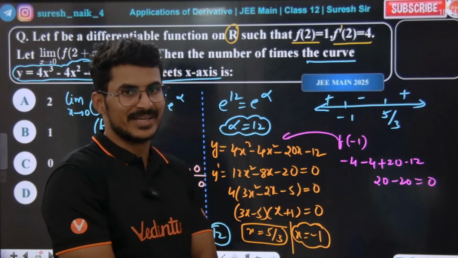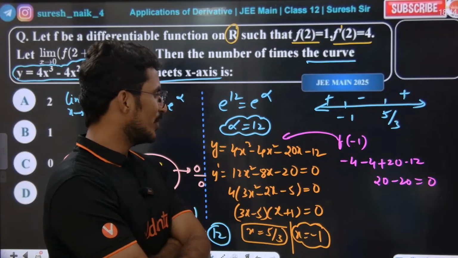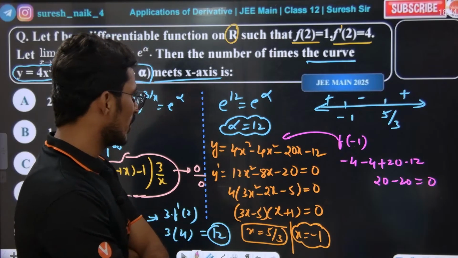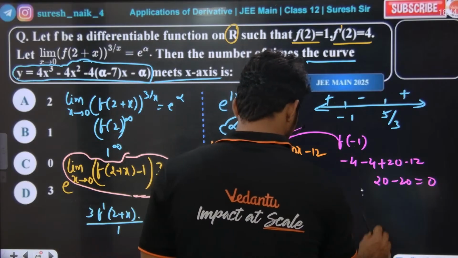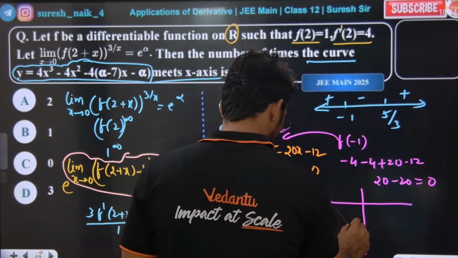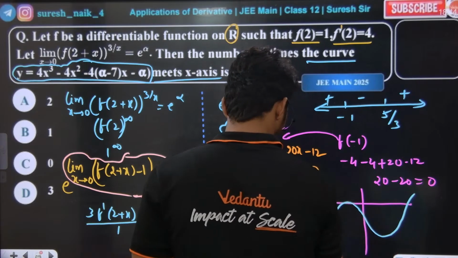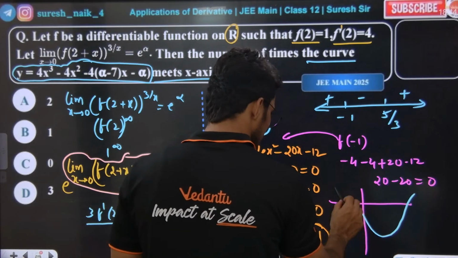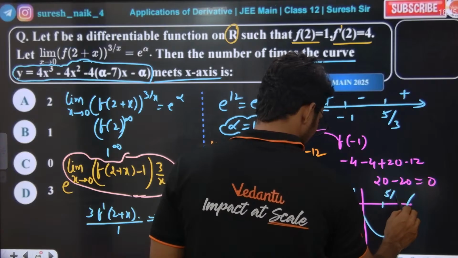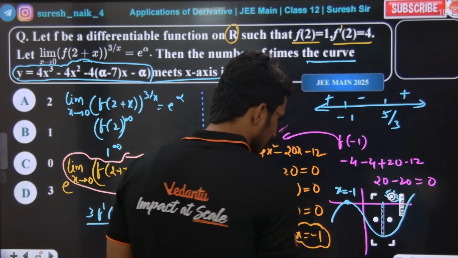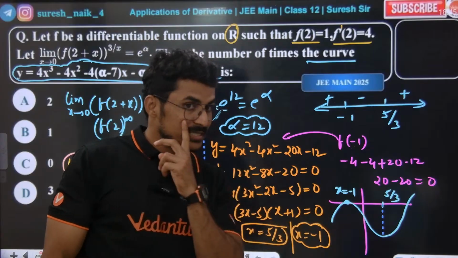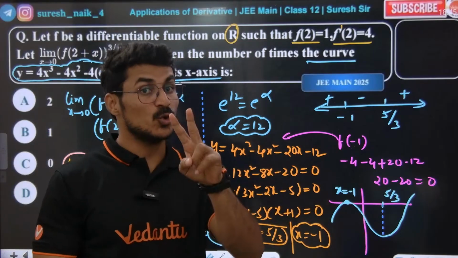Near minus 1 the graph value is 0, so there is a chance that we get two equal roots. And at 5 by 3 the curve will be upward. So after minus 1, look at the graph. Listen to the class, guys, the graph will be like this. This is the point where the graph will touch the x-axis, and after 5 by 3 the graph increases. x is equal to minus 1 will be the point where the graph touches the x-axis. So what kind of case is this now? I have 3 real roots, of which 2 are coincident roots.